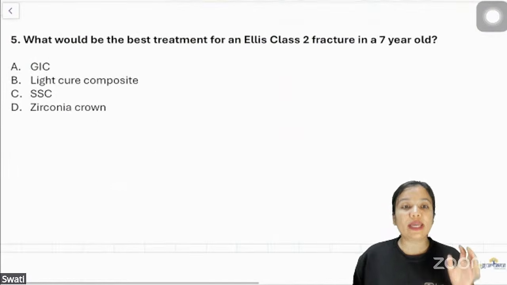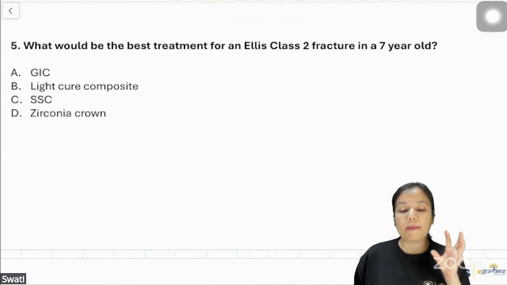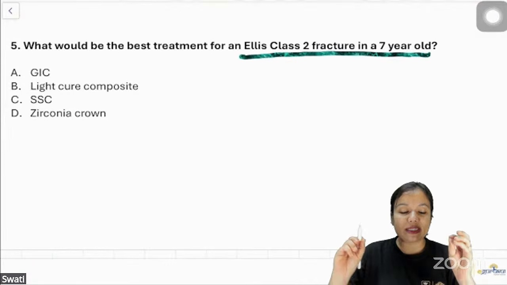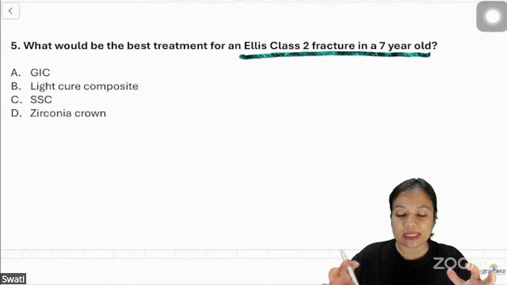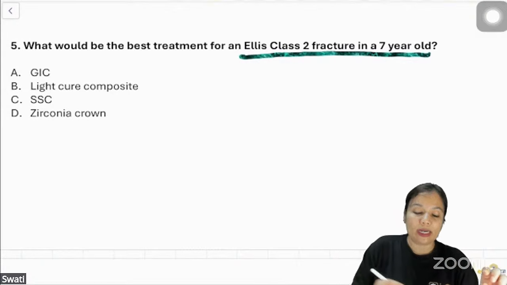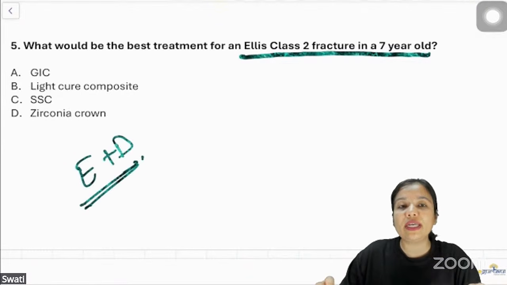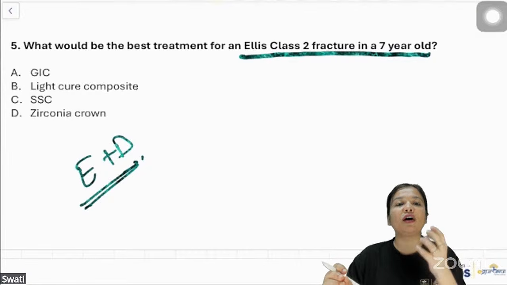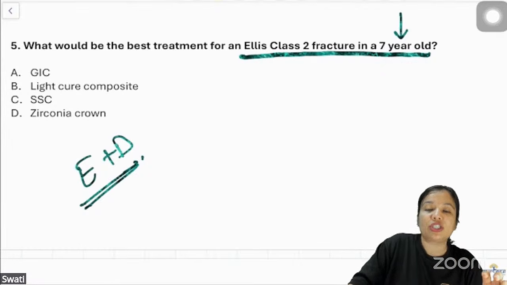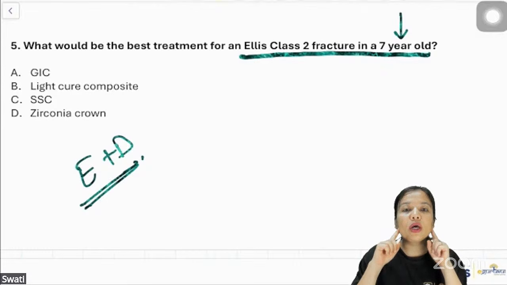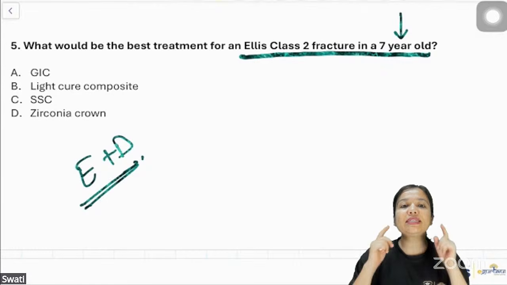The next question was, what would be the best treatment for an Ellis class 2 fracture in a 7-year-old? So a 7-year-old patient is there and Ellis class 2. That means a fracture that involves enamel plus dentine. So generally in a class 2 fracture, we give a full coverage crown. That's a permanent crown. But since they've given the child's age as 7 years, the second permanent molar does not erupt. So until and unless the second permanent molar erupts, you cannot give a permanent crown.